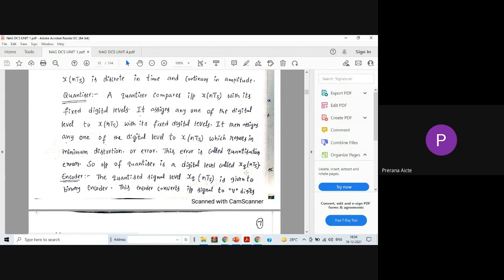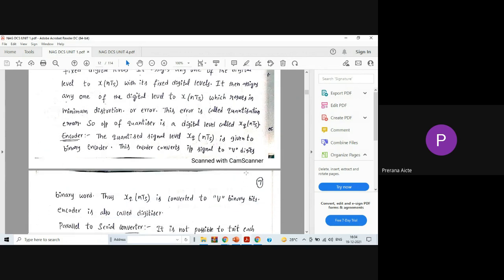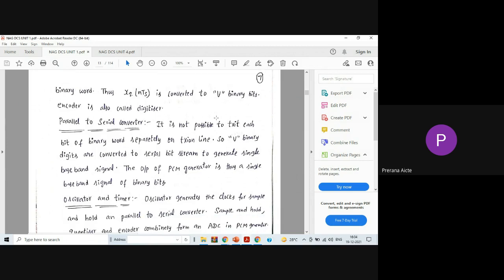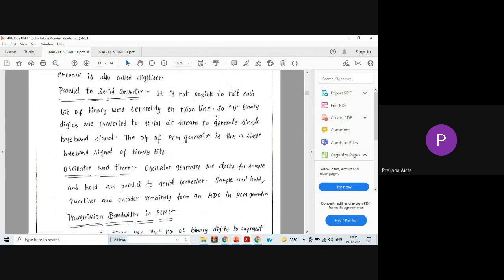Then the quantized signal is applied to the binary encoder. What does the binary encoder do? This encoder converts the given input signal into V binary digits. That means we are converting the quantized levels, that is, fixed amplitude levels, into V binary digits. Then finally we apply it to the parallel to serial converter.